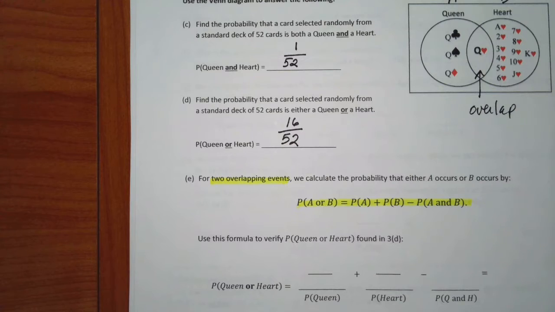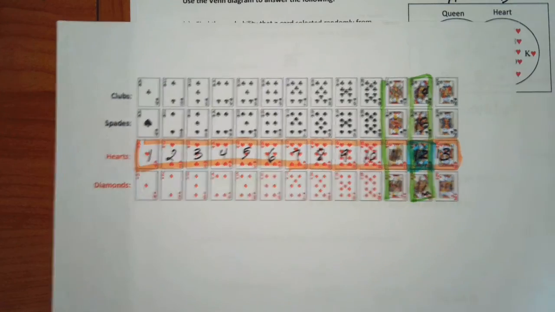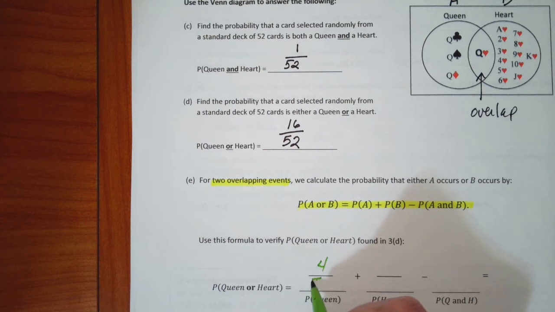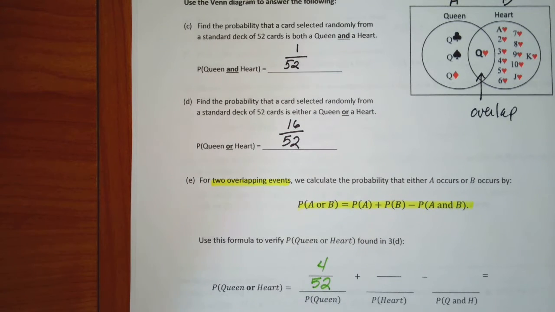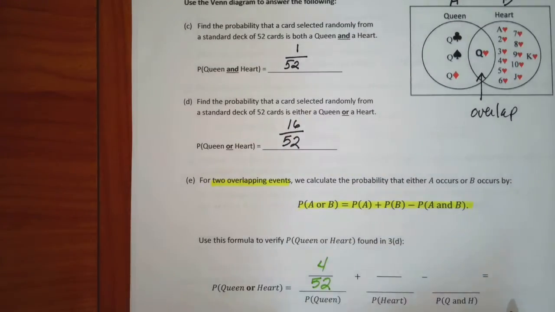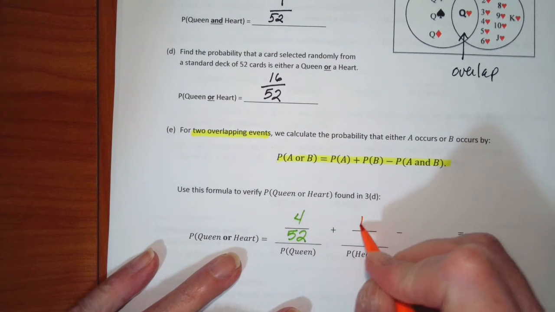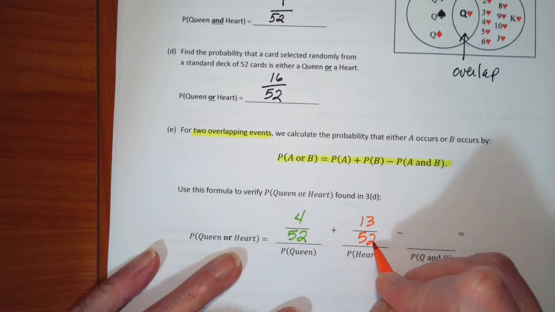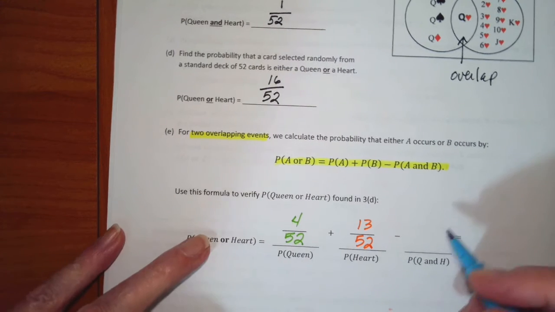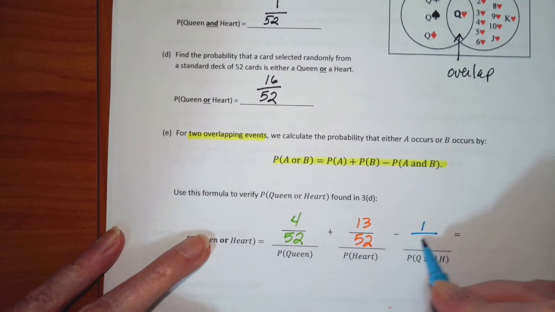Okay. So the probability of a queen, if we look at this, there are 4 queens, so the probability of a queen is 4 out of our 52. The probability of a heart is all of these, so the probability of a heart is 13 out of 52. And then our overlap, the queen and the heart, is 1 out of 52.